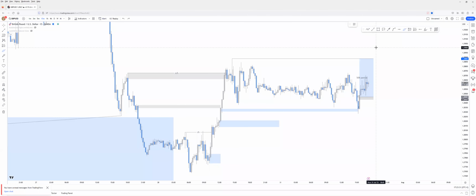What is up, flippers? Let me just break down today's GBP USD trade, which is currently still running, but I've already booked partials on it, on 50% of the whole position.